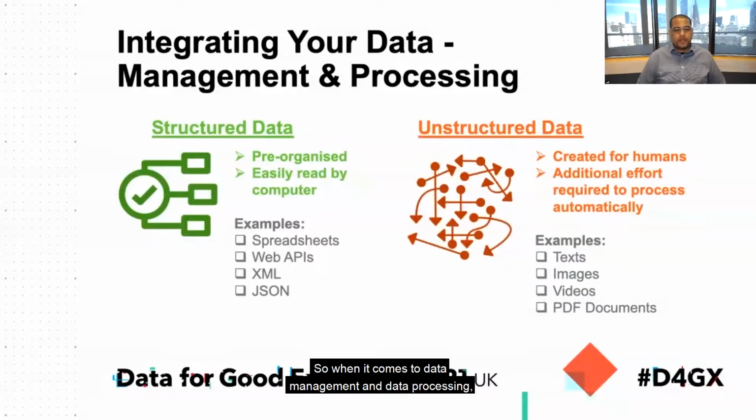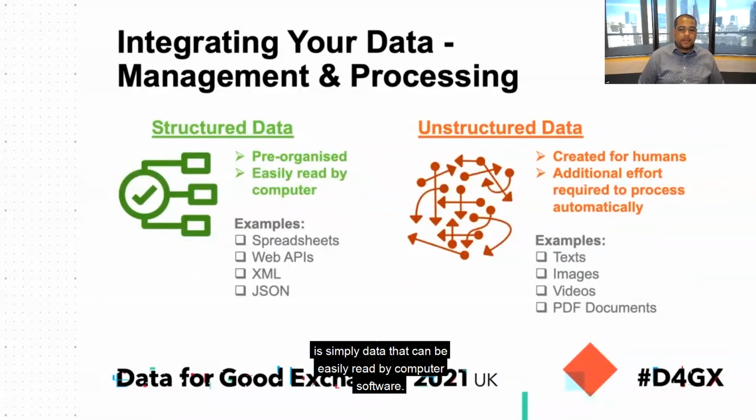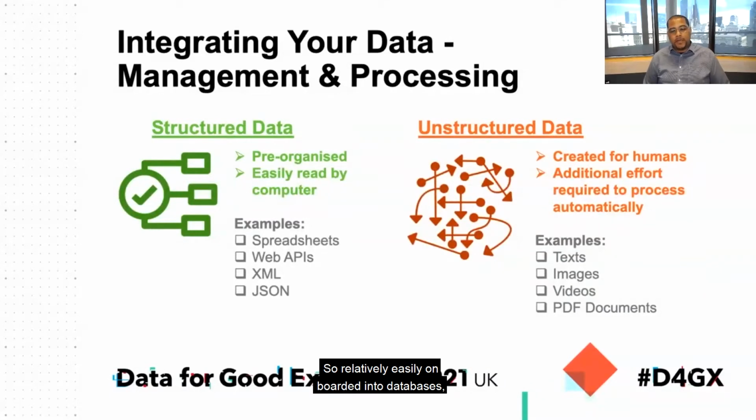So when it comes to data management and data processing, especially from a data engineering perspective, so like my perspective, I guess, it's useful to distinguish between what you call structured and unstructured data. And how you process and integrate the data depends really on whether you're starting with structured data or unstructured data. So structured data is simply data that can be easily read by computer software. So relatively easily onboarded into databases, integrated with other data, perhaps from other sources, and it's quite painless to do so. So examples of raw structured data include spreadsheets, XML files, JSON files, log files from services.